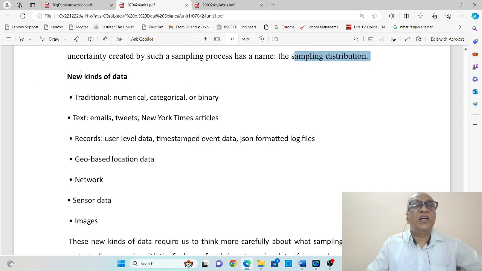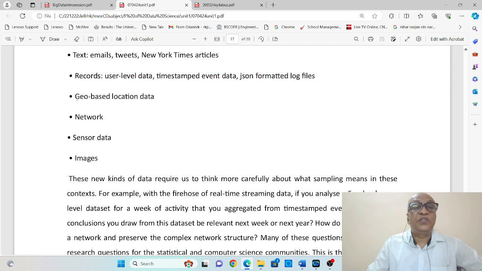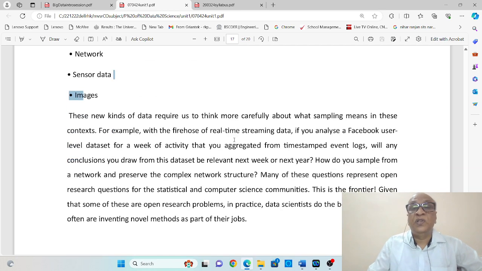We also see that gone are the days of data being simple. Now data can be numerical, categorical, binary. Data can be text in the form of emails, tweets, articles. Data can be records in the form of time-stamped JSON files. Data can be geo-based location data. Data can be network data, sensor data. Data can be images. Data can be many more things.